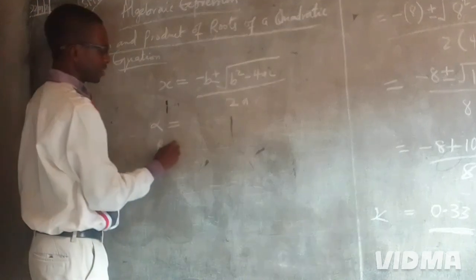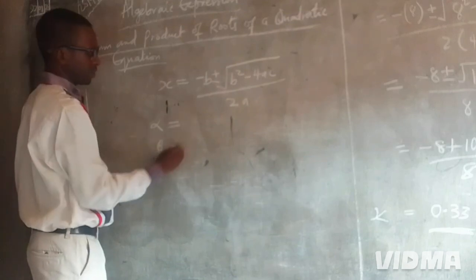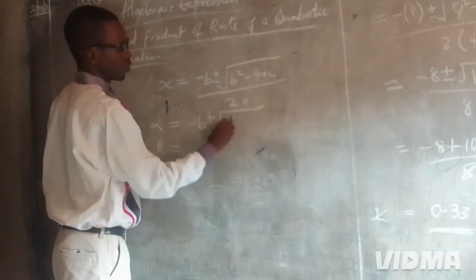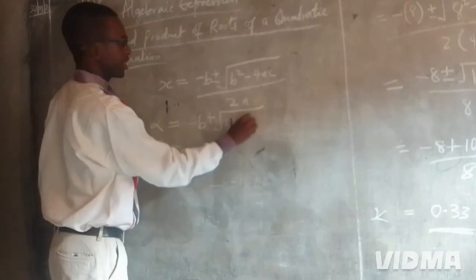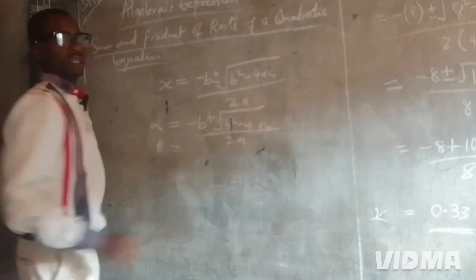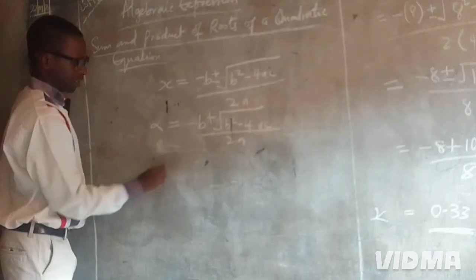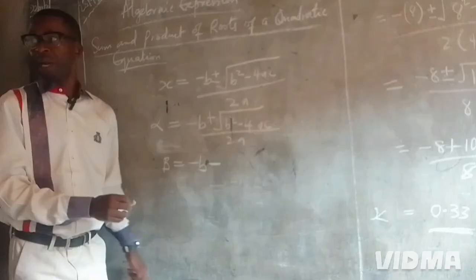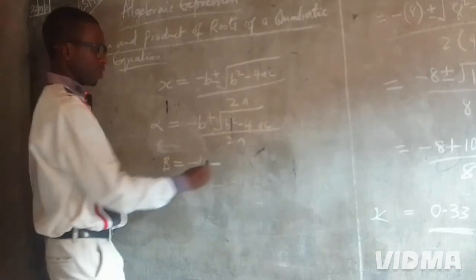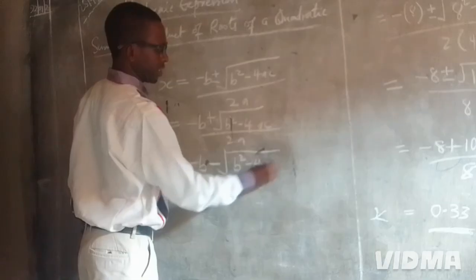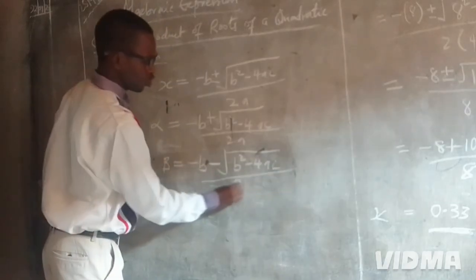So under alpha, let's presume that alpha is positive. It becomes minus b plus square root of b squared minus 4ac all over what? 2a. Now let's do the beta. Beta will now become what? Minus b minus, this time around. Can you see what I'm doing? Minus b minus square root of b squared minus 4ac all over 2a.